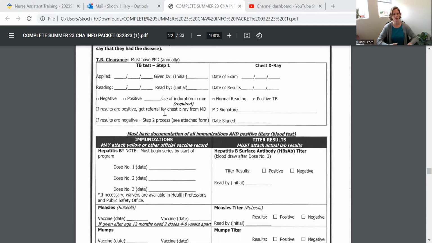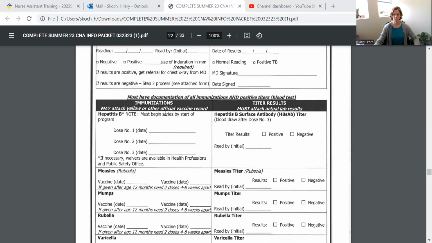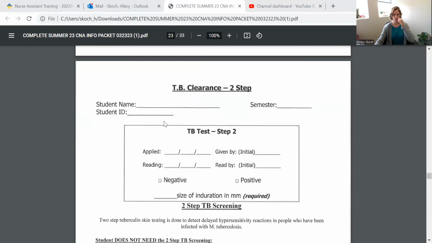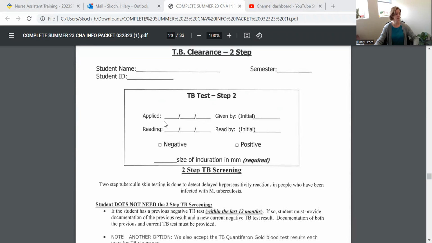However, if for some reason it's not offered or you're unable to get it done that way, then you can opt to do the two-step TB test. So let's move on to the next page. This is the two-step instructions. It needs to be within a 2-week period or a 10-day period. You can go to the health center at College of the Canyons. They will put the bubble on your forearm, and then in a week you get it read.